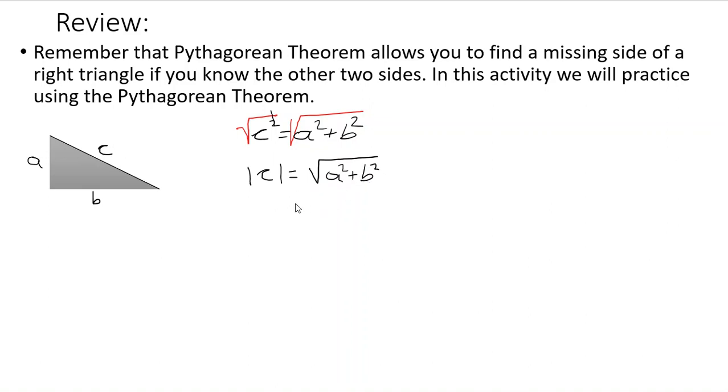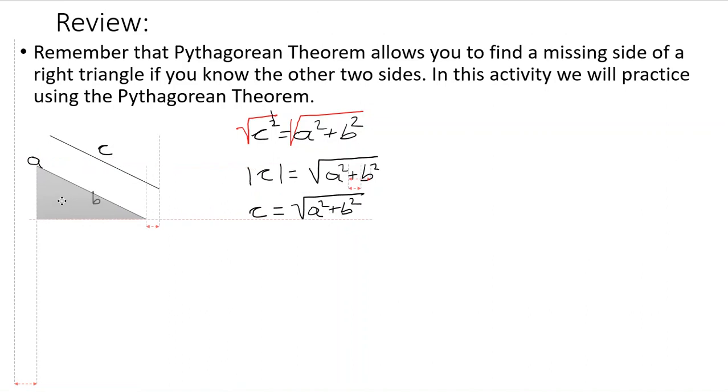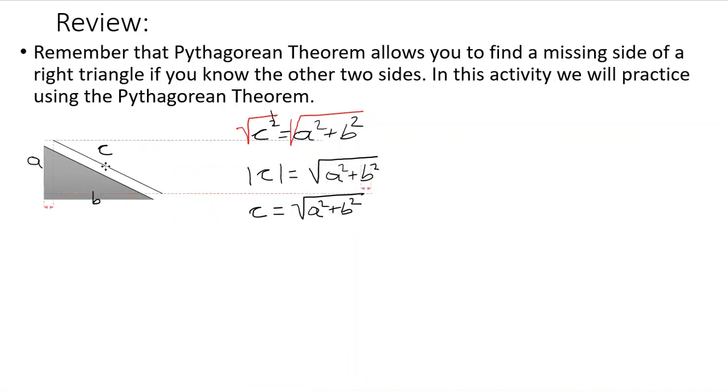Instead of absolute value, we can just say c equals the square root of a squared plus b squared for simplicity. So now that would be our hypotenuse, the length of this side of the triangle. For a second, I'm just going to remove this triangle, basically this hypotenuse, and take it over here.